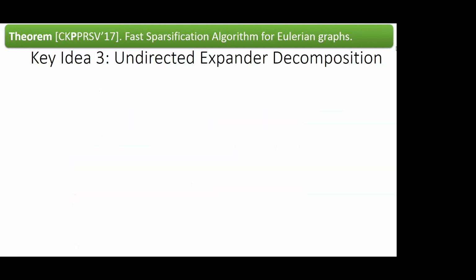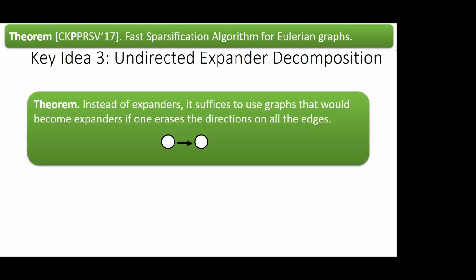Okay, so that brings in our final third key idea: instead of doing an Eulerian expander decomposition, do an undirected expander decomposition. What we show is that instead of using actual expanders, it suffices, when we decompose the graph into pieces, and then sparsify each piece separately and do patching on each piece, to use graphs that would become expanders if one erases the directions on all edges. So here we have an example of just a directed path of length 1.